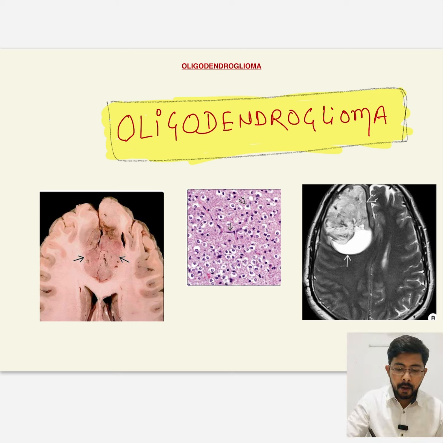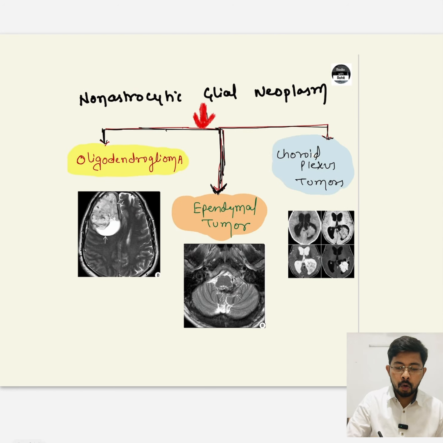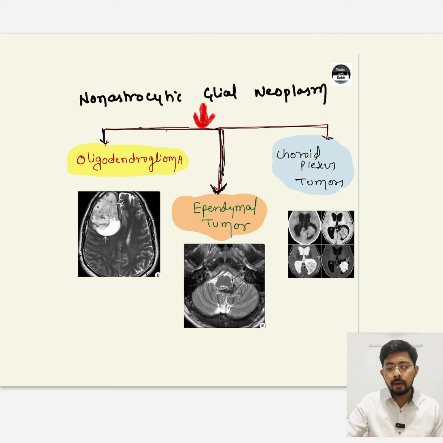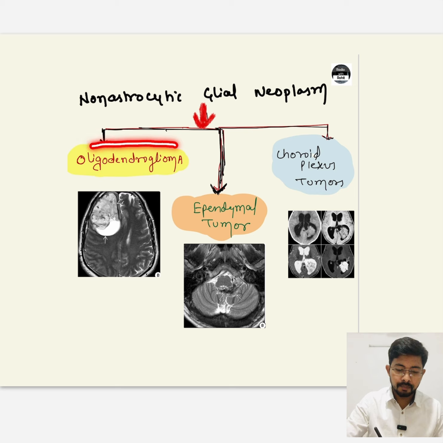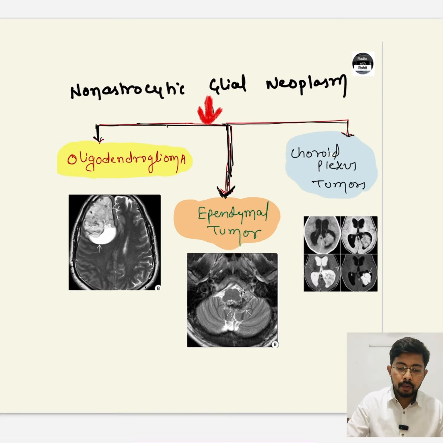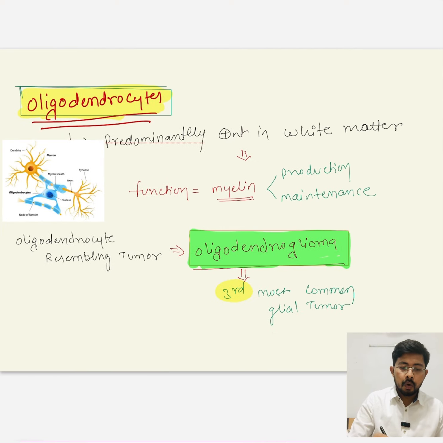Oligodendroglioma comes under the tumor classification of non-astrocytic glial neoplasm. Non-astrocytic glial neoplasm has a total of three main tumors under it. The first one is oligodendroglioma, the second is ependymal tumor, and the third is choroid plexus tumor. Today we are more interested in learning about oligodendroglioma.